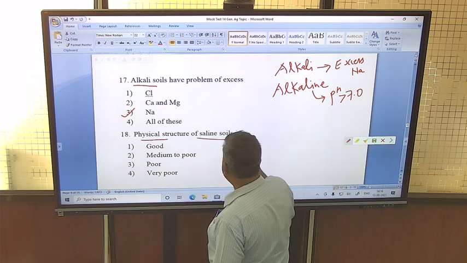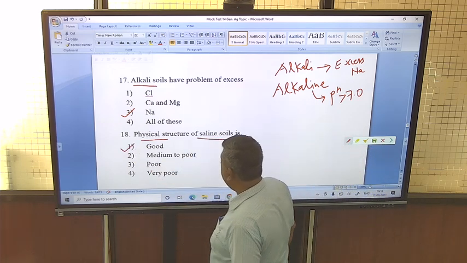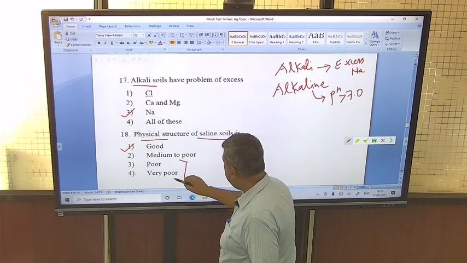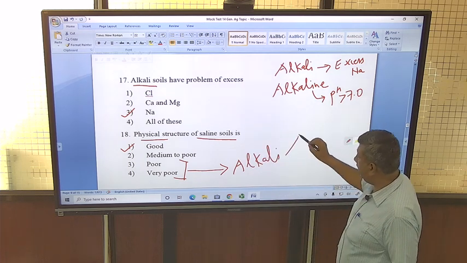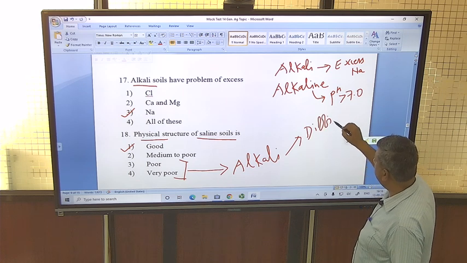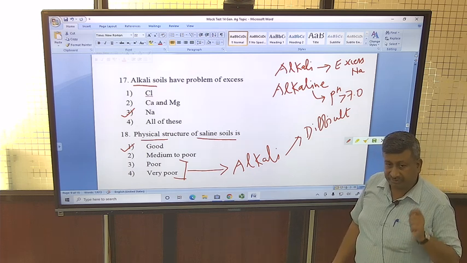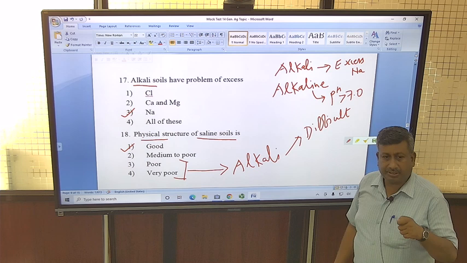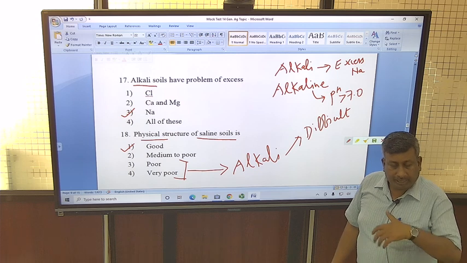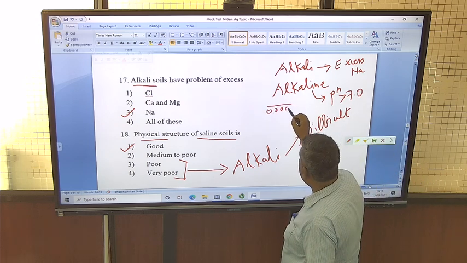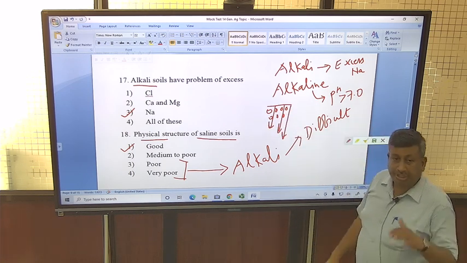In case of saline soil, physical structure is good, but in case of alkali soil, structure is poor to very poor. So that's why alkali soils are difficult for reclamation. Reclamation of alkali soil is difficult because their physical structure is poor. Therefore infiltration is less, percolation is less, so leaching is less. If salts are present in soil, by leaching we have to remove the salt below the root zone, so leaching should be very good.